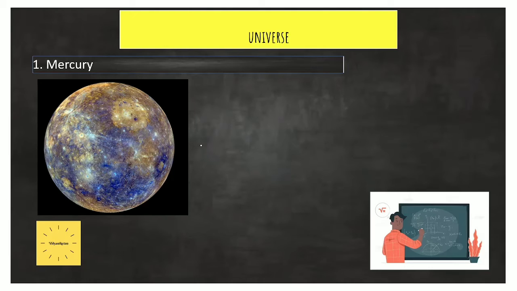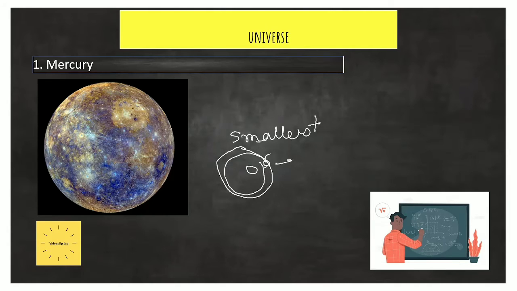We know that Mercury is the closest to the sun and it is also the smallest planet. It revolves around the sun very fast. This is the sun and this is Mercury. So this is the orbit of Mercury. Mercury revolves around the sun very fast. It takes about 88 days to complete one revolution around the sun.